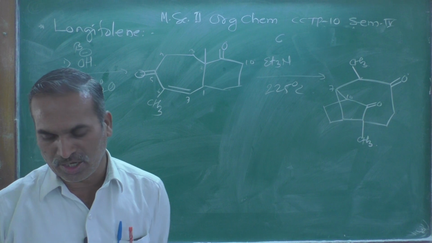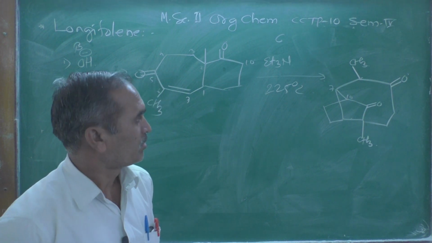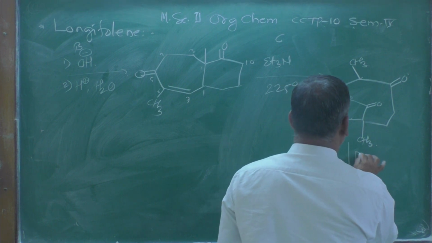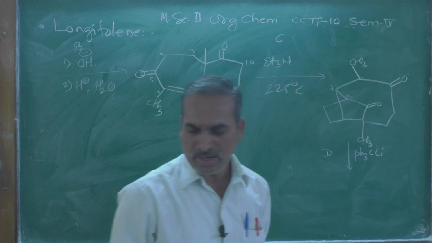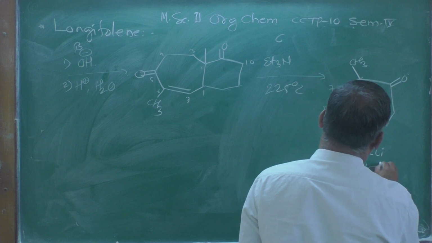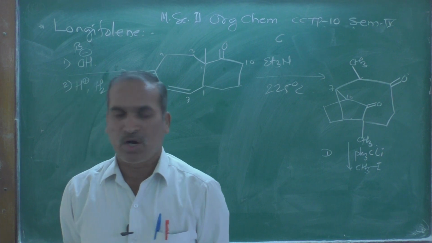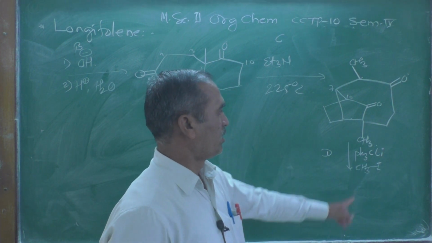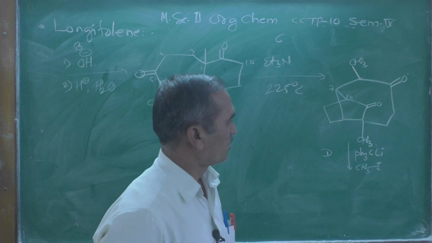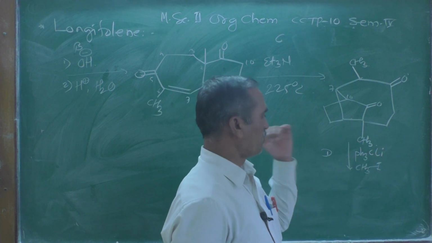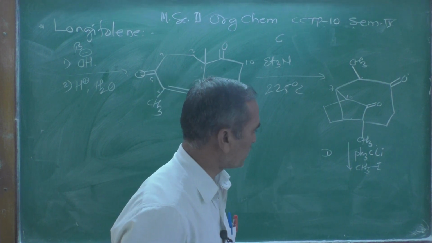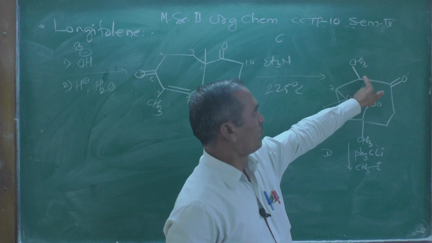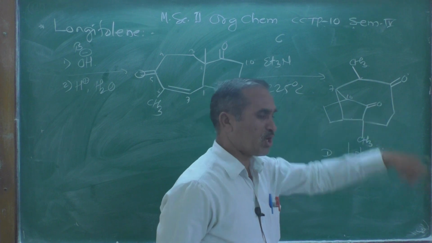Now if you observe this structure carefully, this compound is further treated with the reagent D, which is Ph3CLi and methyl iodide. Predict the product: what type of product do you get if you see the structure over here? Triphenylmethyl lithium is a very strong base. What it will do is abstract the acidic proton from here, form a carbanion, and that carbanion is going to attack the methyl group.